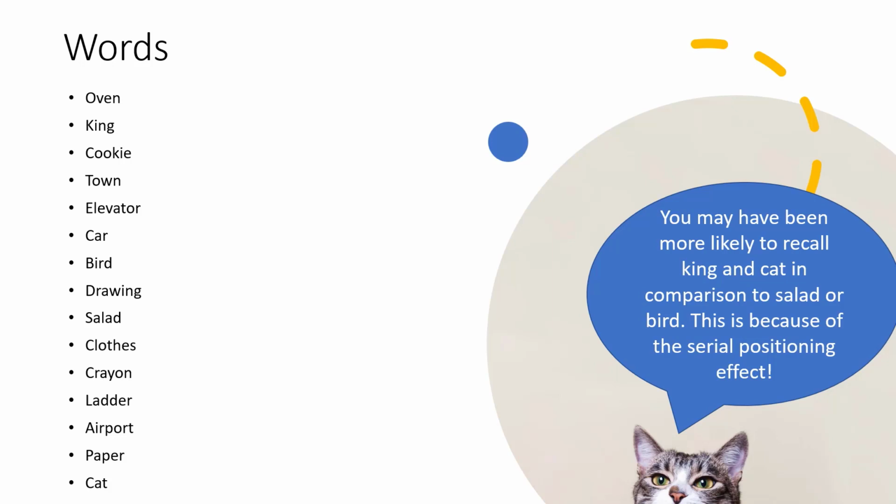Why might this be? The serial position effect explains why we may have large holes in our memory of a list of recent events. This is our tendency to recall the last and first items on a list. You can recall the last items like cat and paper quickly and well due to the recency effect. These words were still in your working memory. You were also more likely to recall words like oven and king due to the primacy effect.